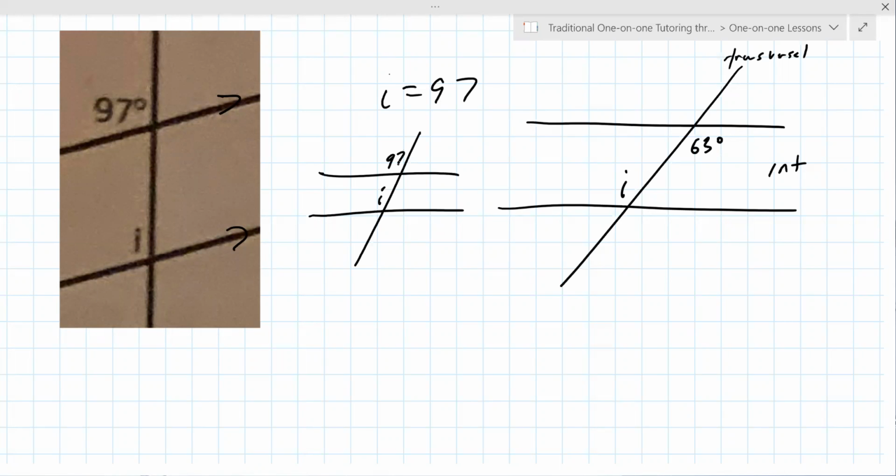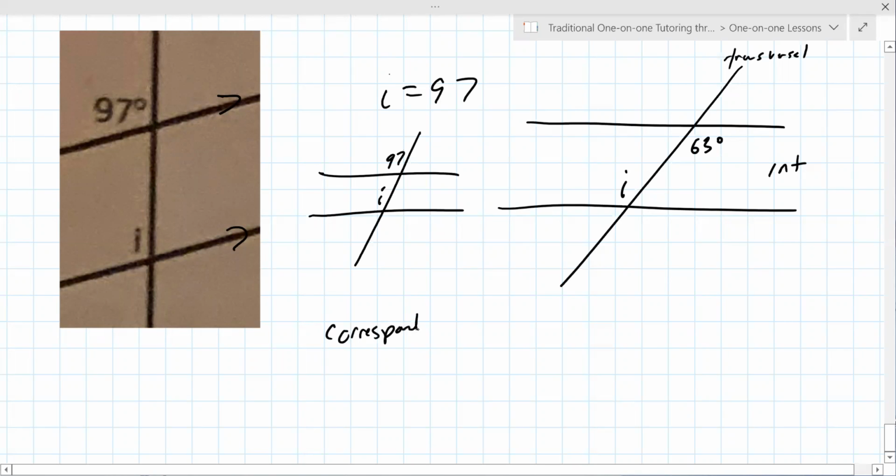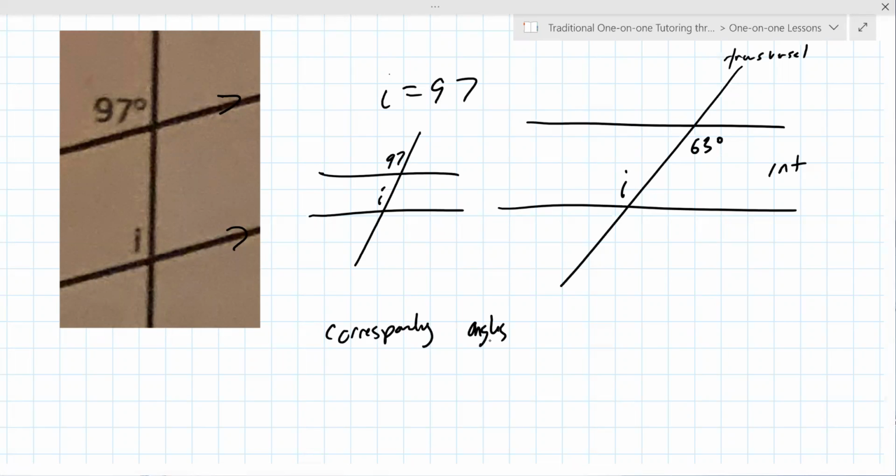So we want to make it simple by uncomplicating it. Looking at it in pieces is way better than looking at the whole thing. Yes, this is corresponding angles, 97. One's on the inside, one's on the outside, and they're the same angle, same number.